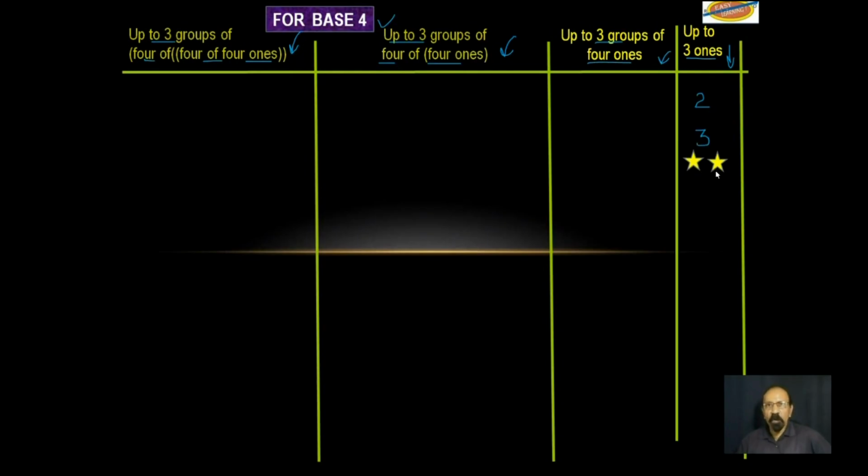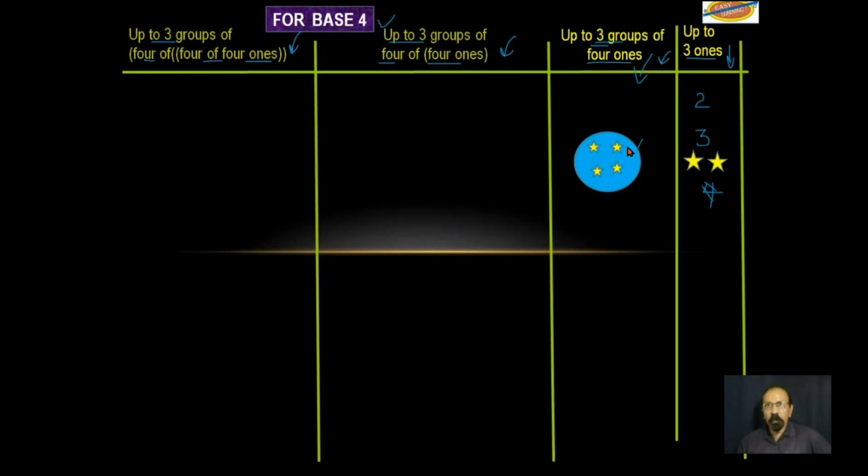But if you add 1 more, you cannot write 4 here because 4 is not a digit in base 4. So you have to collect all those 4 stars in a group and carry them over on this side here, like that. And if you keep adding stars, eventually you will have a group of 4 stars on here. You could have up to 3 groups.